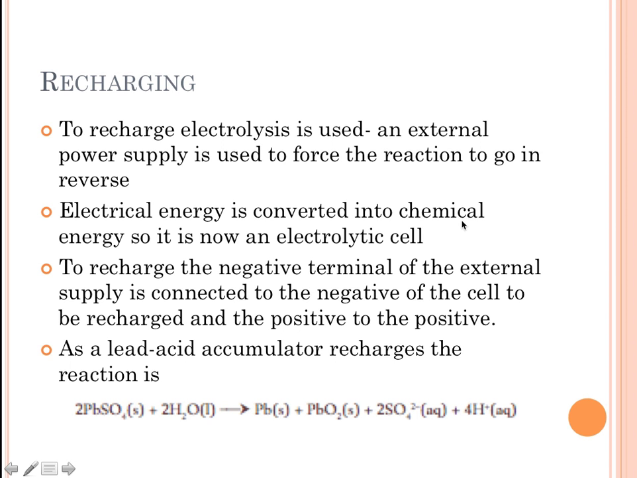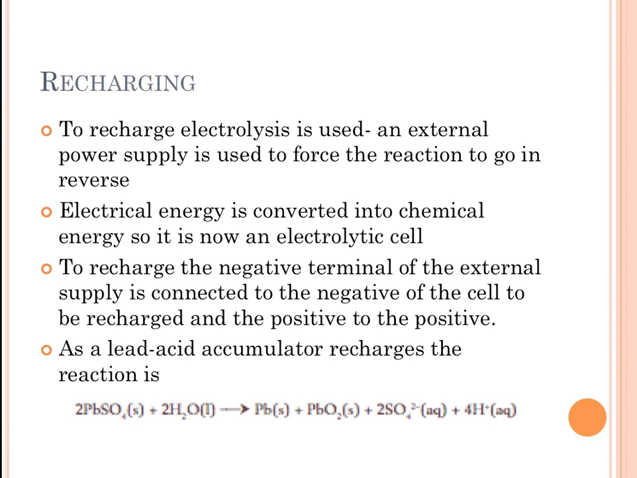Okay. To recharge it, we're going to put an external power supply on to force it to go in the other direction. Okay, so we've turned it into an electrolytic cell, converting electrical energy into chemical energy. Okay. To recharge, we're going to keep what was negative as negative, and we're going to keep what was positive as positive. But remember that what was positive for galvanic was the cathode, so that was the site of reduction. What's positive for electrolytic is the anode, which is now the side of oxidation.